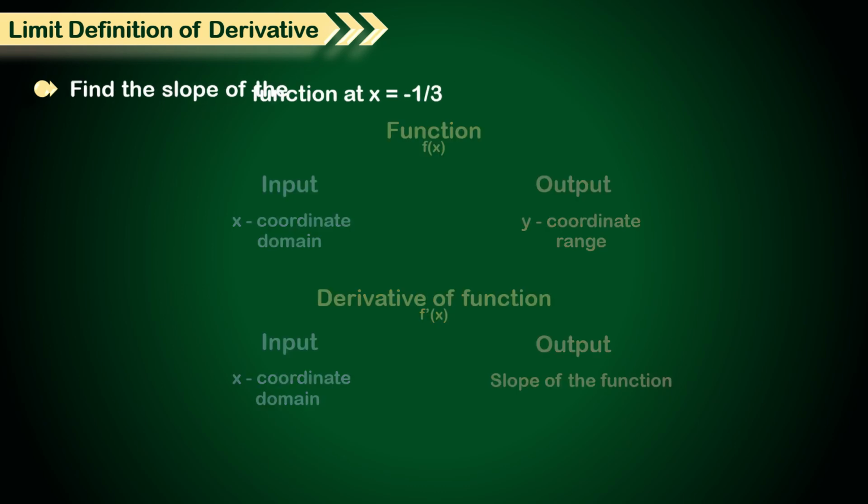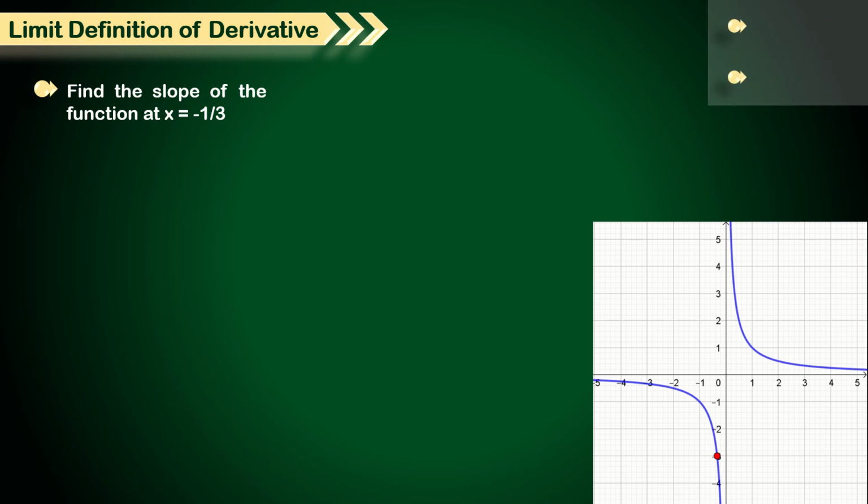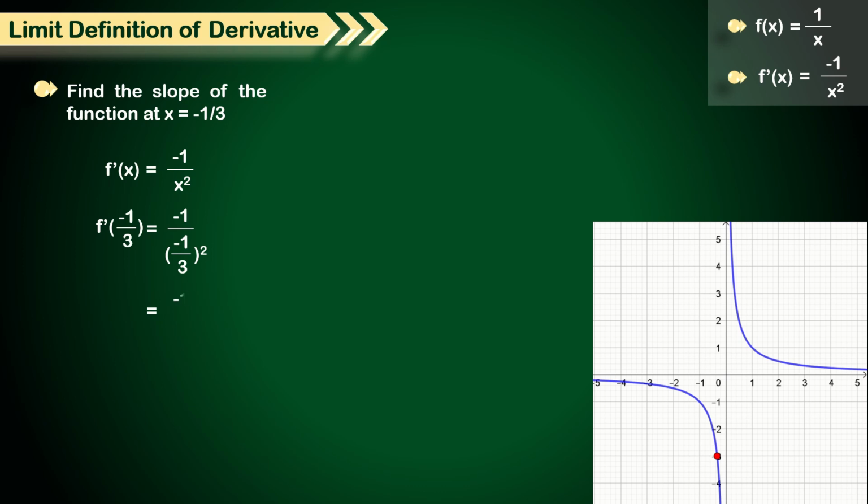To visualize it, this is the point where we want to find the slope of a curve. To solve the slope of the function at x = -1/3, use the derivative. Substitute the x-coordinate. We have f'(-1/3) = -1 over the square of -1/3. Simplify the denominator. It's equal to -1 over 1/9. Simplify. The slope of the function at x = -1/3 is -9.